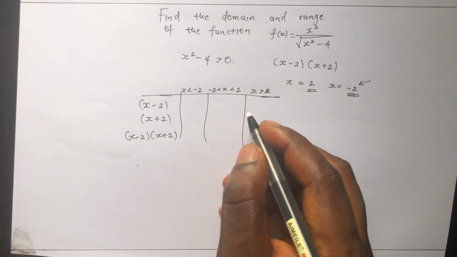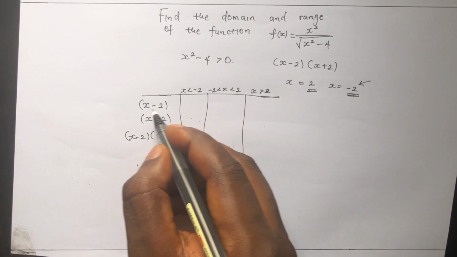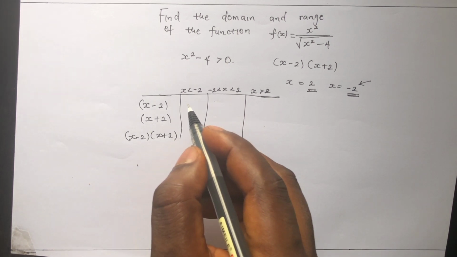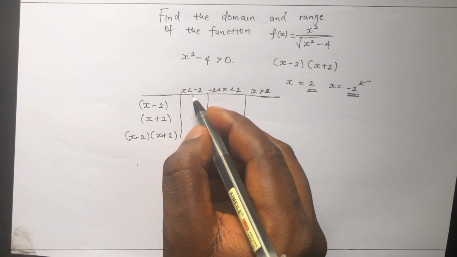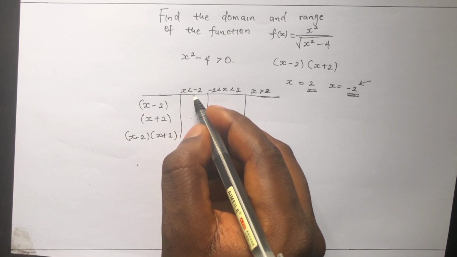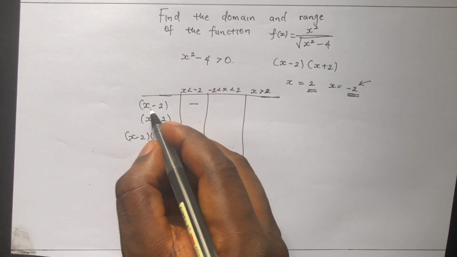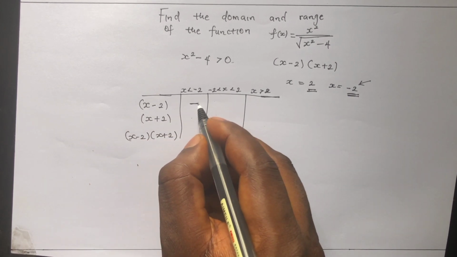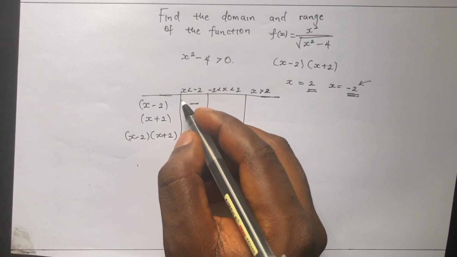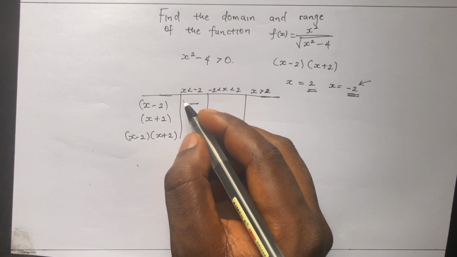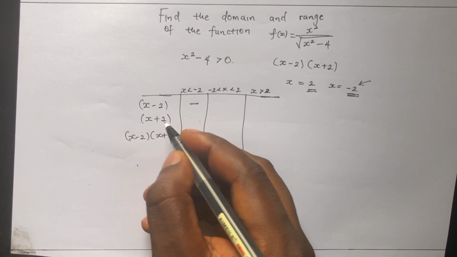Now, from this table, we can substitute any number in each range for x to see if we obtain a negative sign or a positive sign. If we substitute negative 3, because negative 3 is less than negative 2, for x, we will obtain a negative sign, because minus 3 minus 2 gives us minus 5. So we're actually interested in the signs and not the numbers or the values. If we repeat the same thing here, we have negative 3 plus 2, which gives us a negative sign.